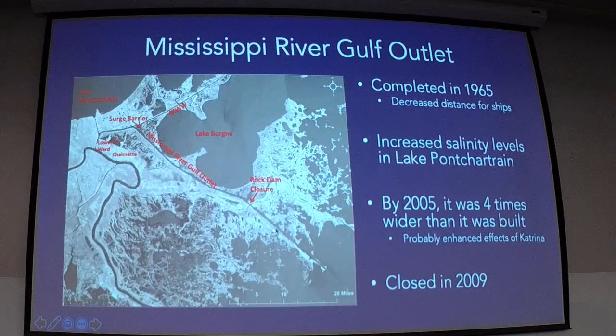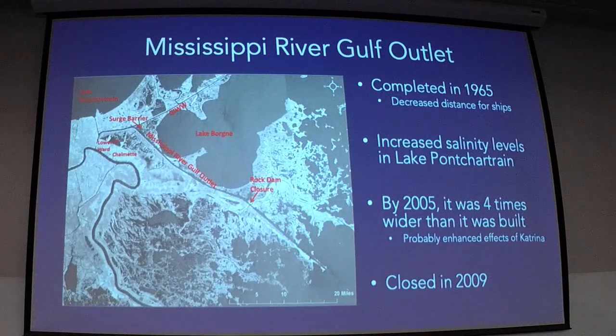But one of the things it did, since it's connected to the Lake Pontchartrain through the Industrial Canal, is it increased salinity levels in Lake Pontchartrain. So just through time, more and more salt water was able to get into Lake Pontchartrain. And by 2005, because of ship traffic and erosion from ship traffic, the channel itself was 4 times wider than it was originally built 40 years before that.